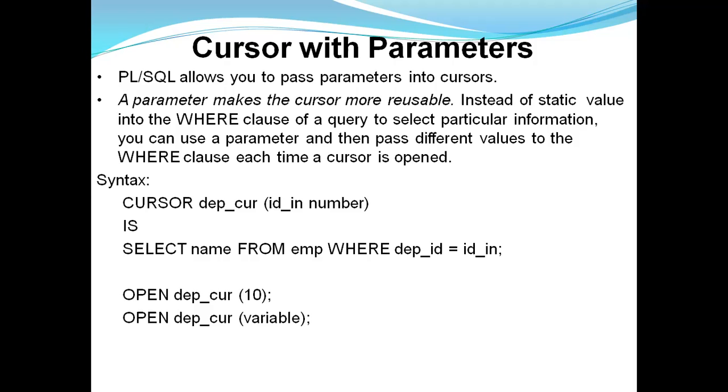Cursor has certain attributes, especially you can say 4 attributes. First, found. Second, not found. Third, row count. Fourth is open. You can use those attributes for finding the status of the cursor. Then you can write a cursor in 2 ways, simple cursor and cursor with parameter. So with this, we have finished the cursor part and we'll discuss further in the next lecture.